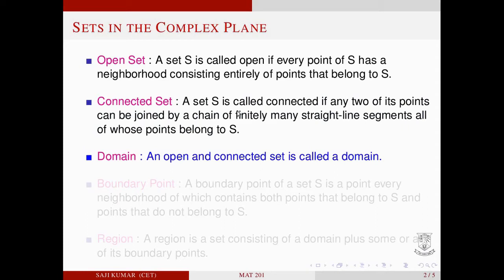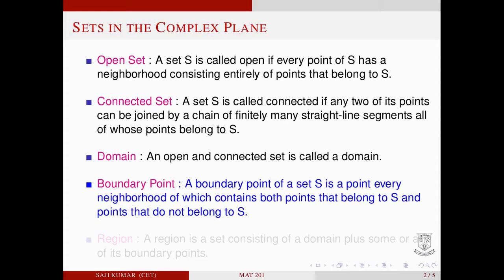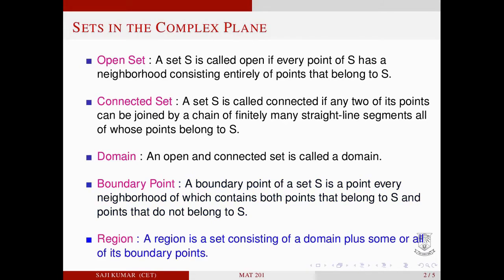Domain. An open and connected set is called a domain. Boundary point. A boundary point of a set is a point every neighborhood of which contains both points that belong to S and points that do not belong to S. Region. A region is a set consisting of a domain plus some or all of its boundary points.